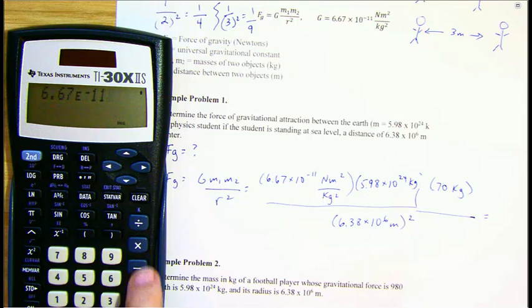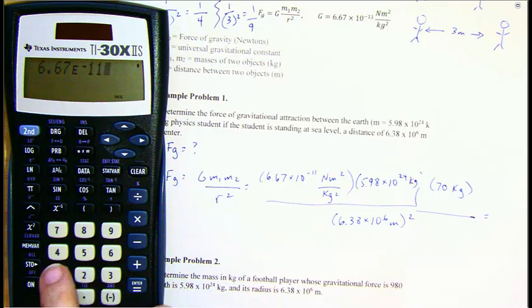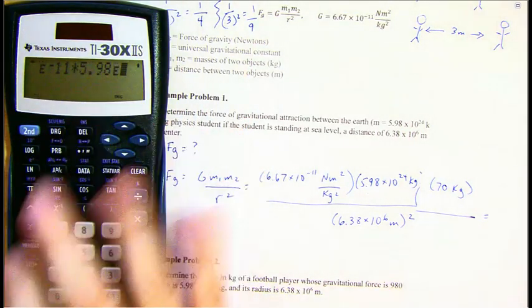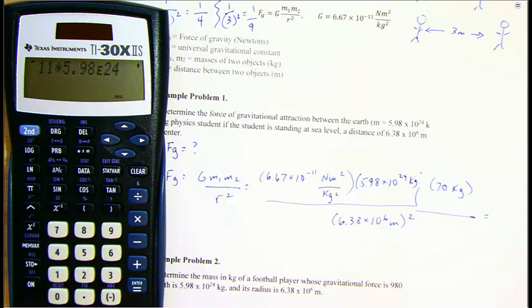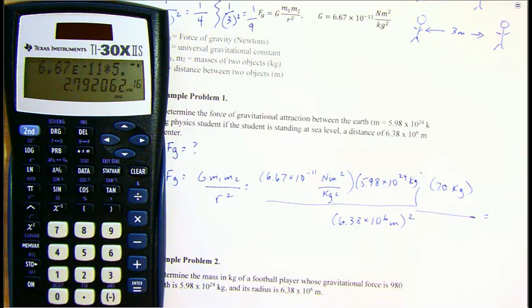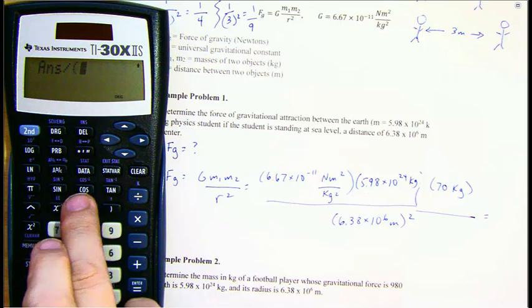Remember, you don't use the minus sign. I used negative 11. You're not going to use the minus sign for negative, only for subtraction. I'm going to multiply that by 5.98. Again, EE, in this case 24, so second EE, 24. And then I'm going to multiply that by 70. That's my numerator. I'm not finished because now I need to divide by 6.38 times 10 to the 6 meters squared.